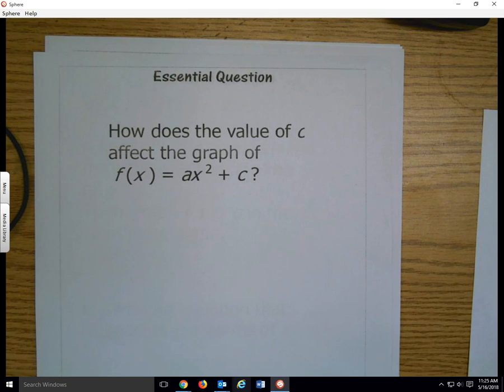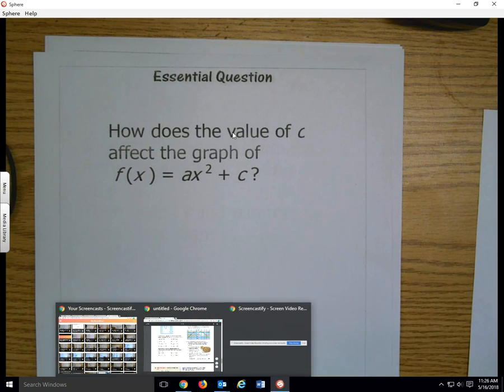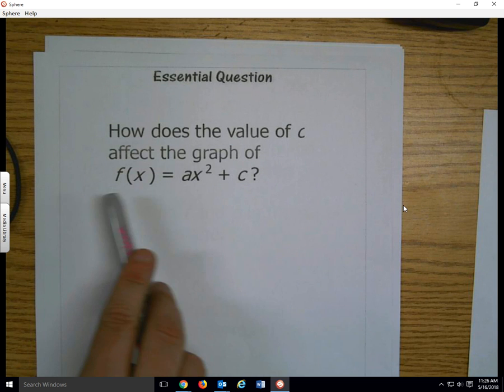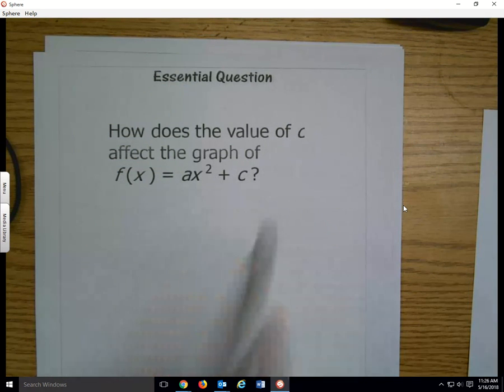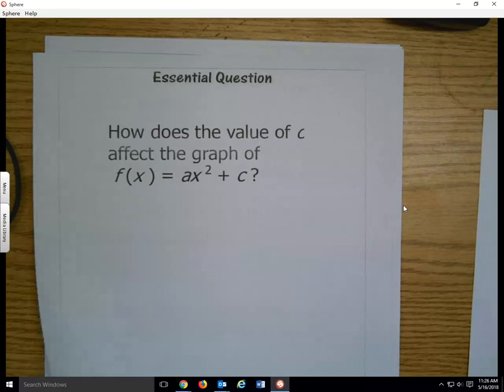Okay, so we're continuing this question of how does the value of c affect the graph of f of x equals ax squared plus c. How is the c affecting it? We've looked at how we can compare it to the parent function. So today we're going to do something a little bit different in this video.